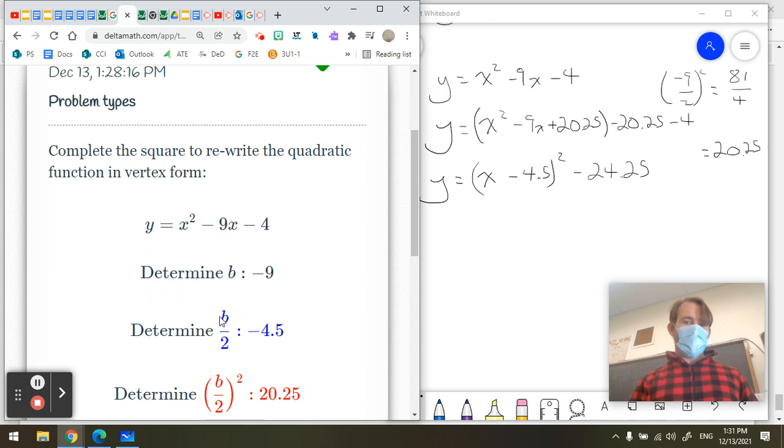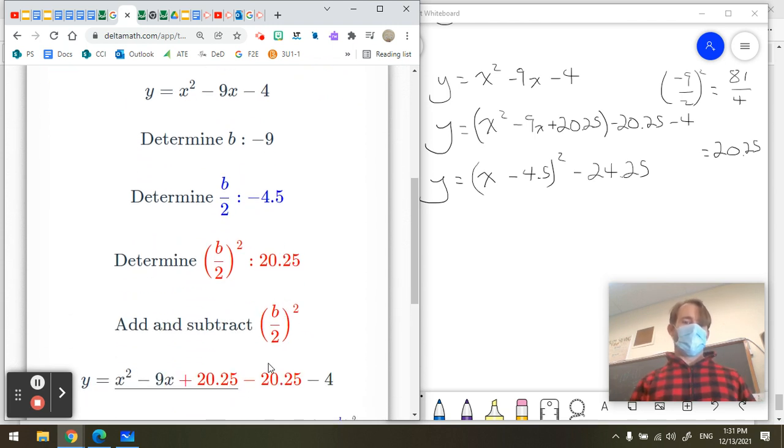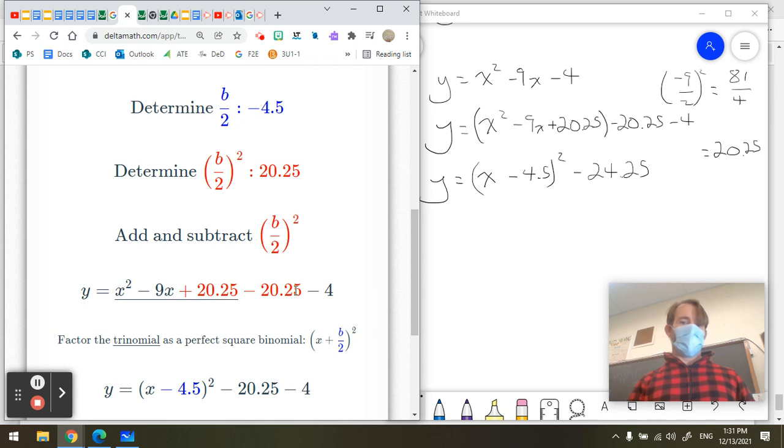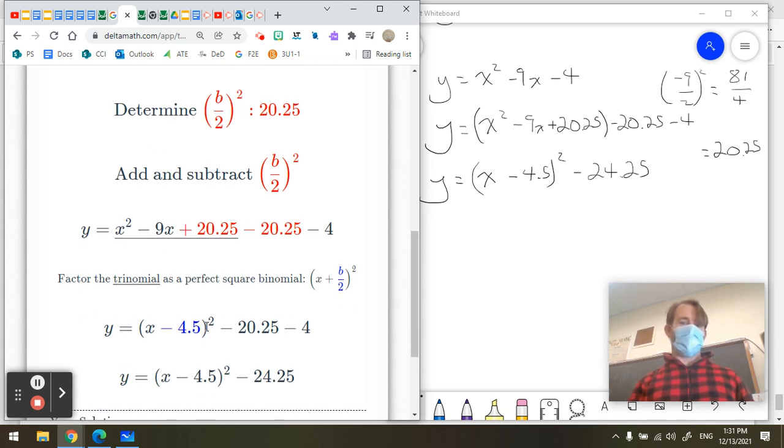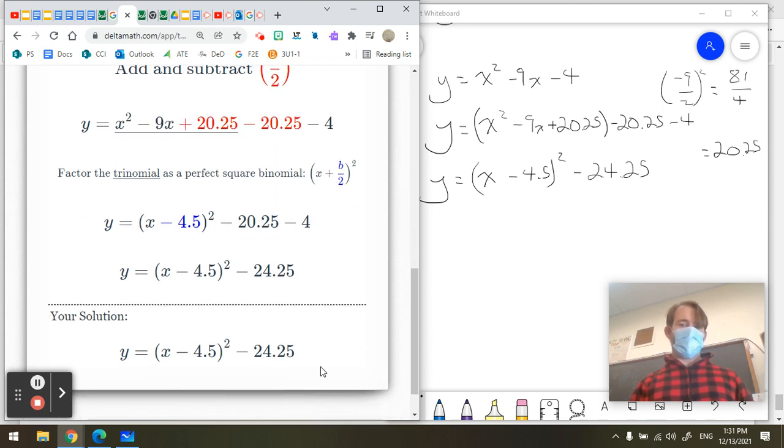Okay, so they did b over 2. They're doing decimals over here as well in their answers, minus 4. So there's their perfect square. You see they have that perfect square. Factor the trinomial is a perfect square binomial, x minus 4.5 squared is this. That is that, just rewritten in a new form. Then they subtract that. That's what they get, and then we got that too.